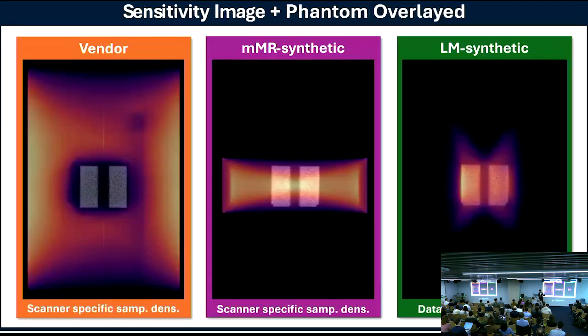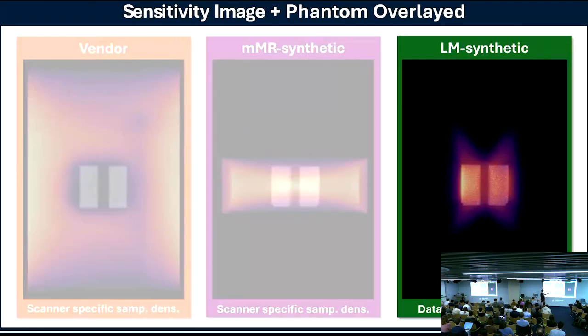And when we overlay the phantom over the sensitivity images, we can see that our method has a very data-specific sampling density, as you'd expect, with the way that we generate the system matrix.